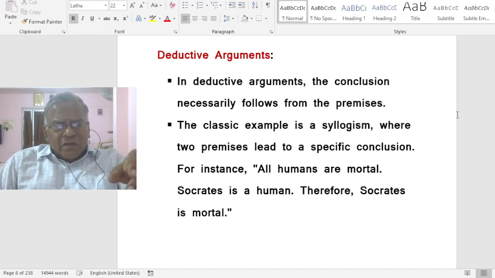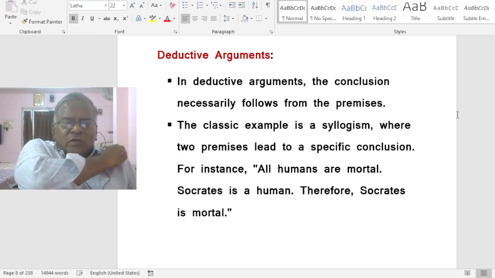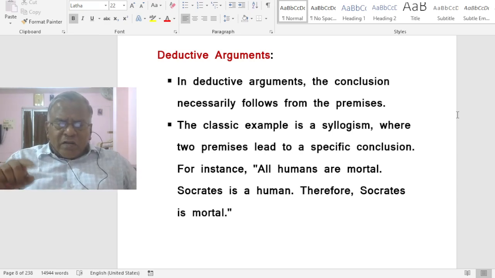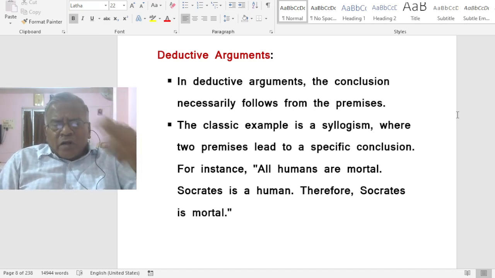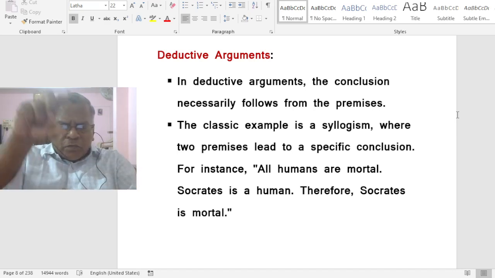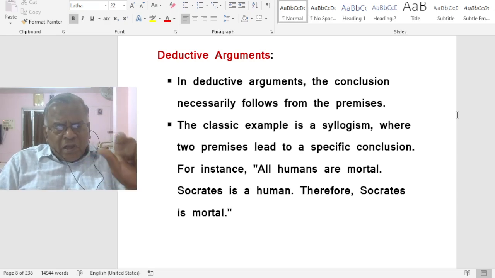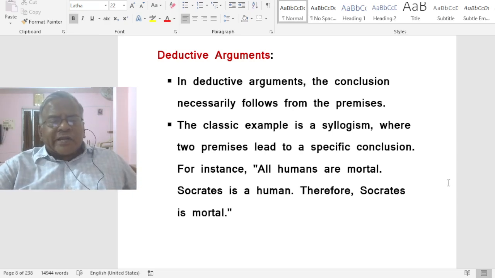For an example, the same example I am giving you: all men are mortal, Aristotle is a man, Aristotle is mortal. That is the conclusion. This is called a deductive argument. The conclusion, that is Aristotle is mortal, follows from the above two premises, namely all men are mortal, Aristotle is a man. They are also true premises. Based on that, you have the conclusion. Automatically it follows from those two premises. From that the conclusion is evolving, isn't it? So this is called a deductive argument.